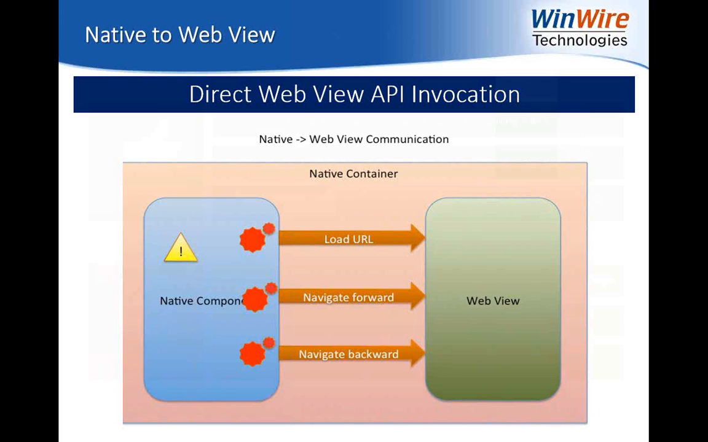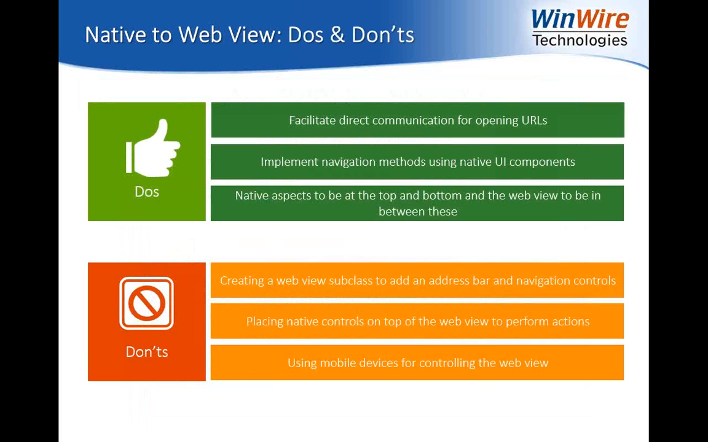I know this is a little bit technical, but this is definitely a very important aspect of native to web view communication. Moving forward, we have a list of do's and don'ts as best practices to implement from a technical perspective. Facilitate direct communication by opening URLs. Yes, this is certainly what is to be done. Implement navigation methods using native UI components, with native aspects at the top and bottom and the web view in between these. As Cam, my colleague, described earlier about a hybrid application, a hybrid application typically displays native components on top and bottom, and the space in between is occupied by the web view components.